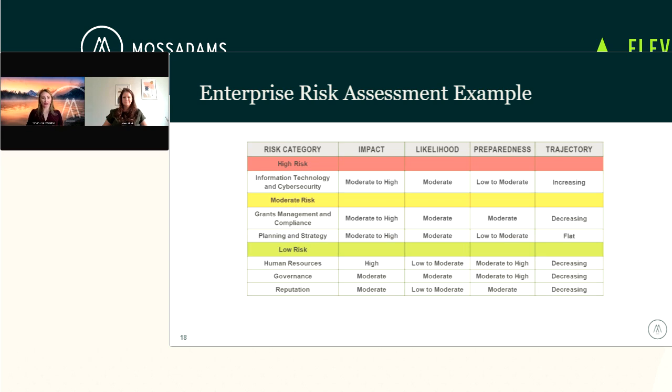So we just wanted to share that example with you all today: some of the things that are high impact don't necessarily mean high risk, but there are things that you can be doing to help mitigate that potential risk.